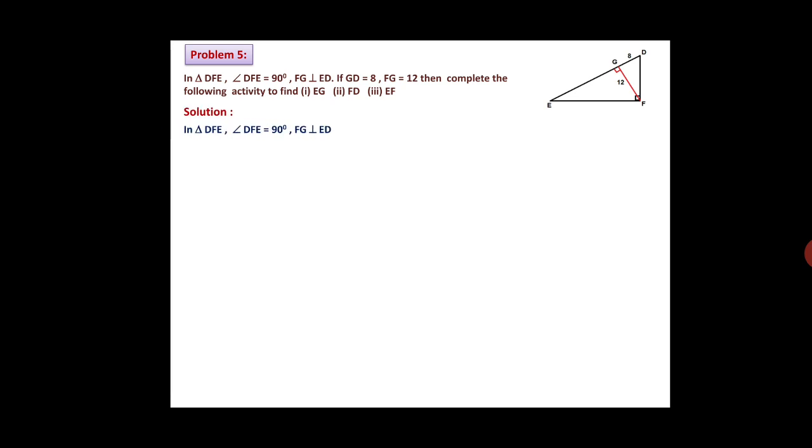Let us try, friends. In triangle DFE, angle F is 90 and FG is perpendicular to ED. So you can use the geometric mean theorem. FG square is equal to box into EG, whatever value comes you have to write. Therefore 12 square is equal to 8 into EG. Now therefore EG, what the result comes, we will see.